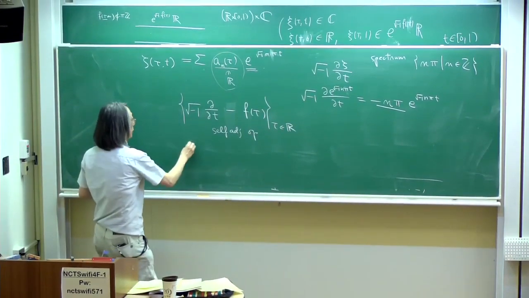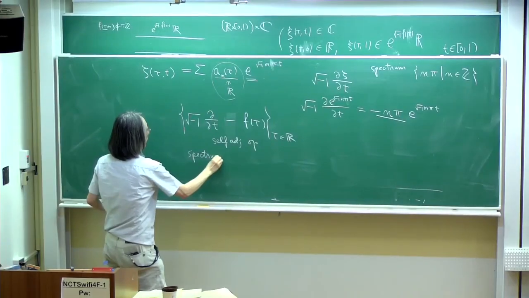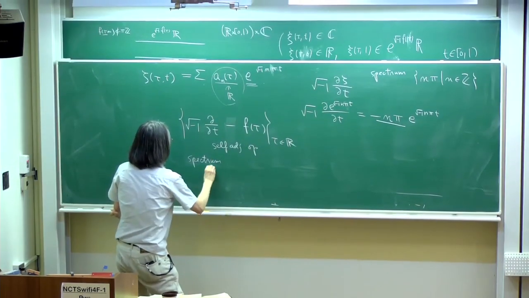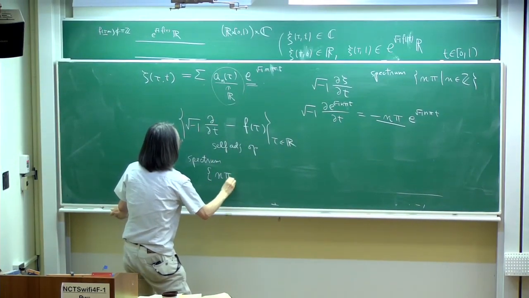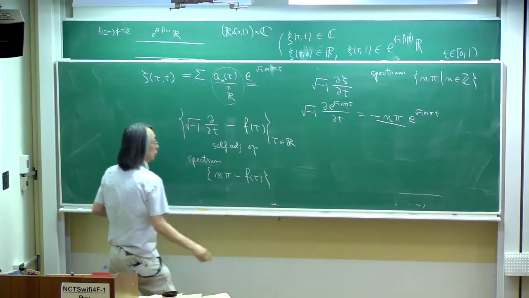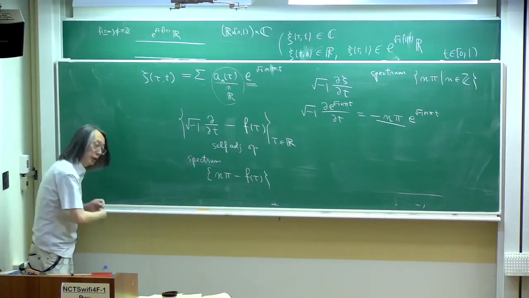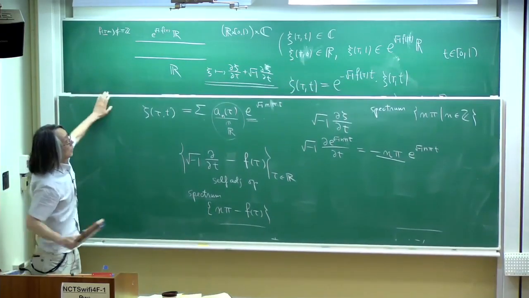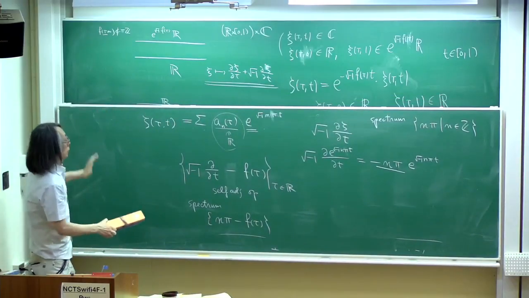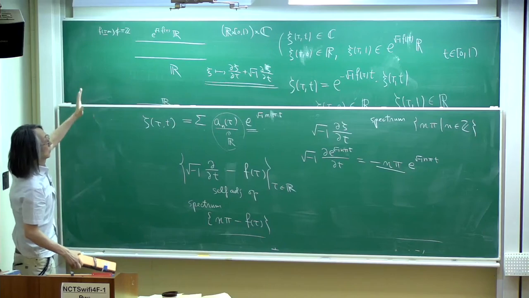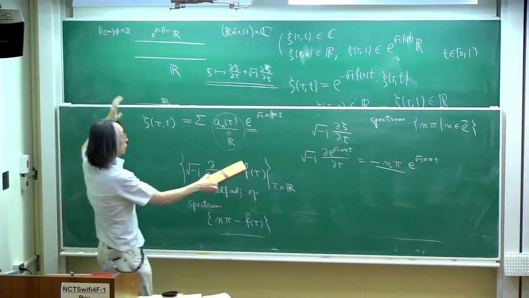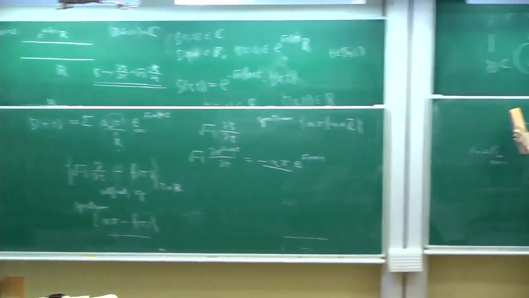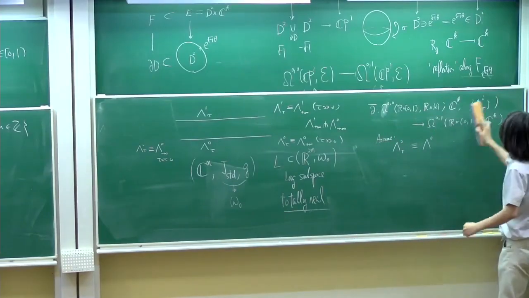And what is the spectrum of this? We can compute it exactly by this, and this is just like this. So therefore, this is actually n pi minus f tau, right? For each tau. So as tau changes, the spectrum changes this way. Okay? So I have a family of operators, and for each tau, I look at this self-adjoint operator and just compute the spectrum of this. And then there is a notion of spectral flow, and the index of this problem is actually equal to the spectral flow.